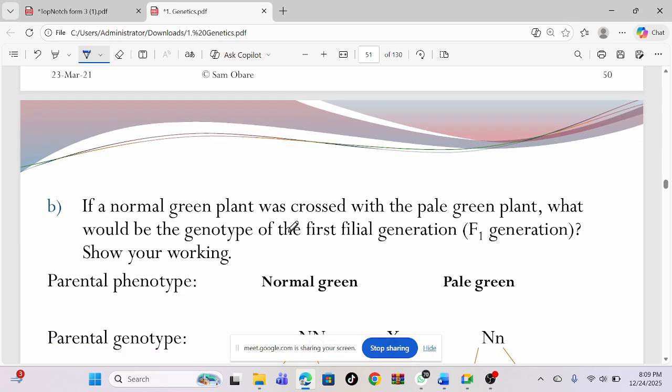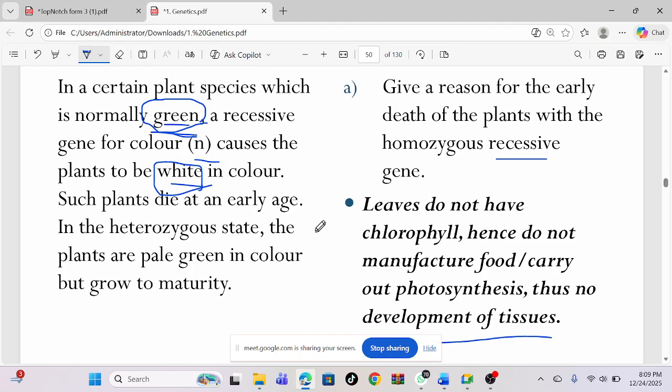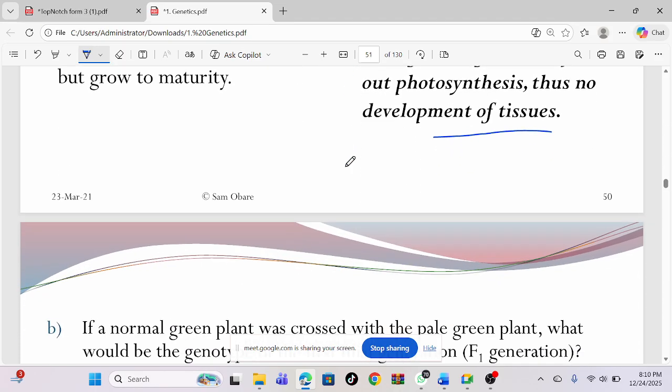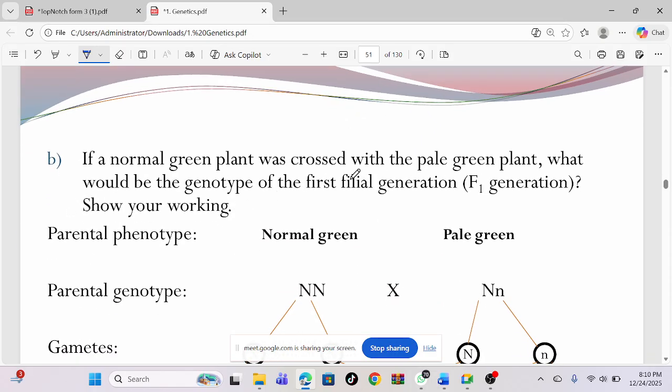So if a normal plant were crossed with the pale green plant, the normal plant which had N. So if the recessive gene is small n, what will the dominant gene be? It will be capital N, because I told you last night that the capital letter shows dominant. The small letter shows the recessive gene, the one that will be masked. So if a normal green plant, which has N, NN, was crossed with the pale green.